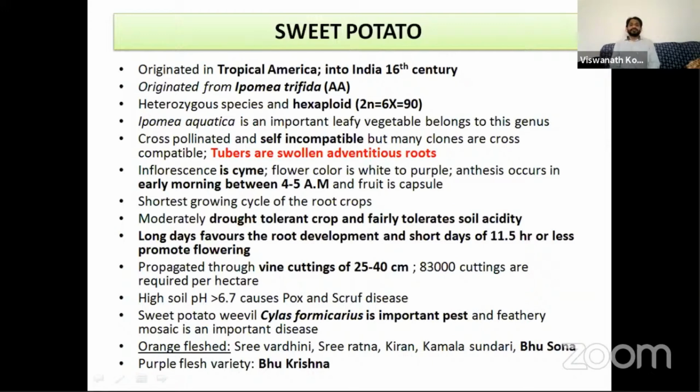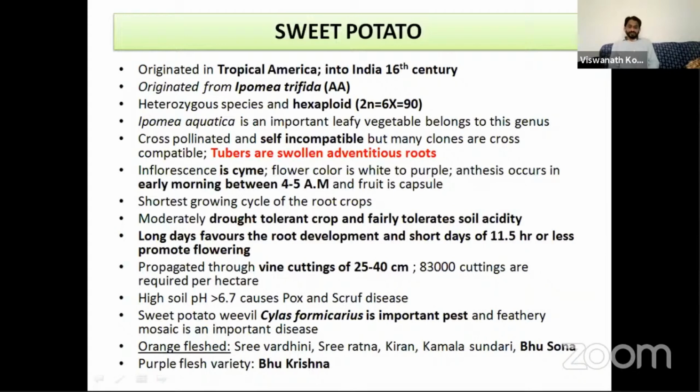The tubers in the sweet potato are the swollen adventitious roots, and the inflorescence is cyme, flower color is white to purple. The most important difficulty in sweet potato breeding is that anthesis occurs early in the morning. So you have to do hybridization before the opening of the flower. That means you have to go to the field at 3 o'clock in the early morning and do pollination at that time. That is a major difficulty in breeding of the sweet potato.